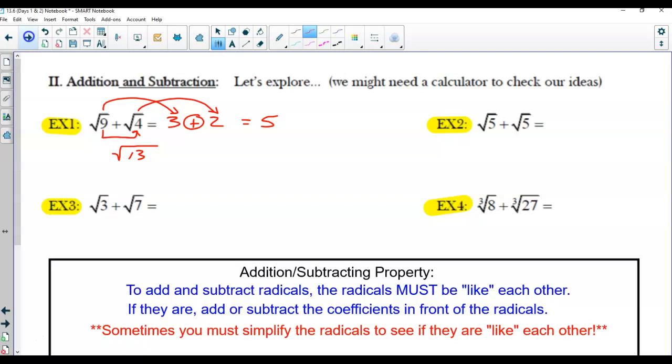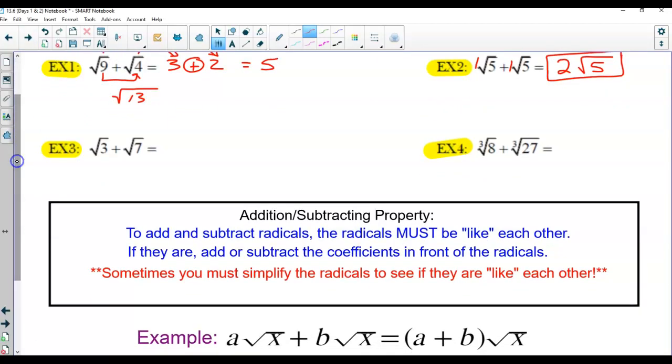Well, what is the square root of 5 plus the square root of 5? Notice I have no perfect squares there. But these are like radicals. So I'm thinking I have 1 square root of 5 plus 1 square root of 5. That's going to equal 2, and they are still called square roots of 5. I need to look at these like terms, all right?